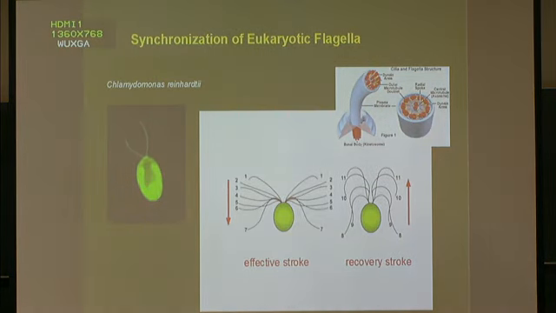There are several pairs of microtubules which are connected by molecular motors. And because of the molecular motors, the cilia actively bend in any direction. And this Chlamydomonas swims with a breaststroke-like motion, and it has 2 modes of motion. One is the effective stroke, the other is the recovery stroke. So it's a cyclic motion between these 2 stroke patterns.